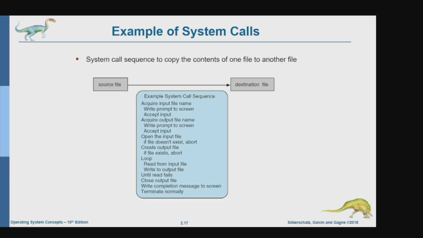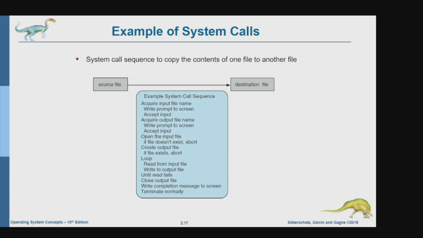Look at this diagram. We have the source file and we have the destination file. The task is to copy from the source to the destination. These are the example of the system call sequence. First, what is the sequence? Acquire input file name, then write prompt to the screen, accept the input, acquire output file name, and then write prompt to the screen, accept input, open the input file.